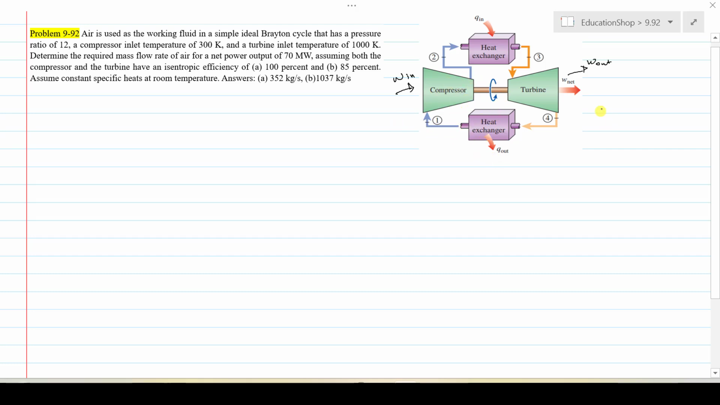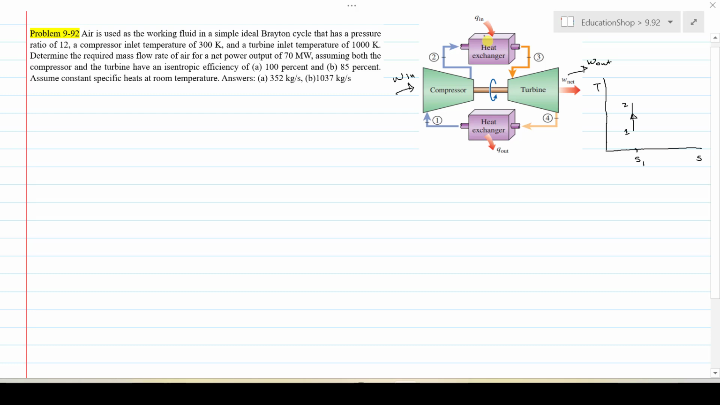Let me draw the TS diagram of the Brayton cycle. From 1 to 2 it is isentropic compression. The compressor is doing this, and it requires some work input during this process. Remember, since it is isentropic compression, the entropy during this compression must be the same. So from 1 to 2 the entropy will be the same, that is S1, let's say.